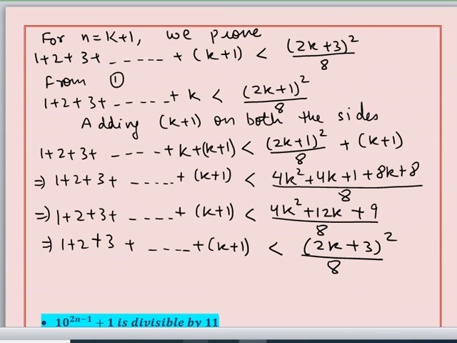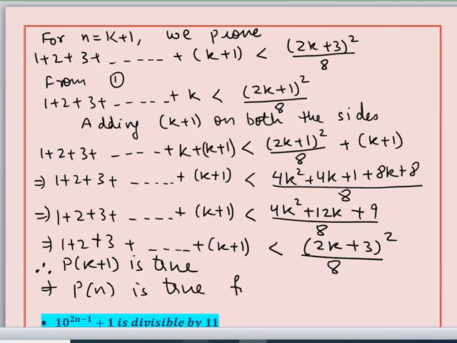This is the square of 2k. This is 2 into 2k into 3 and this is the square of 3. So we can write it as (2k+3)². So you could see the result is true for k + 1. We can write the statement is true for n equal to k + 1, which further implies the statement P(n) is true for all the natural numbers.